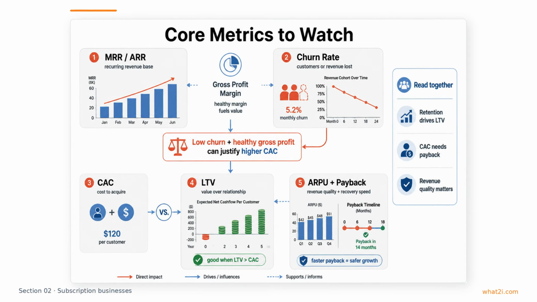ARPU helps you understand how much revenue each user contributes, and payback period shows how quickly acquisition cost is recovered. A company can justify higher CAC if churn is low and gross profit per customer is strong. In other words, healthy subscription growth is not just about adding customers, but about adding the right customers at an efficient cost.